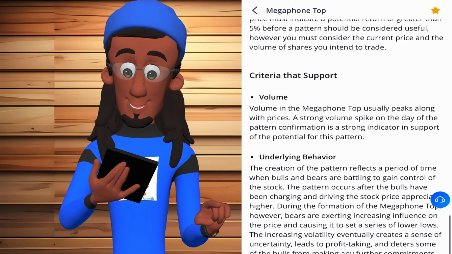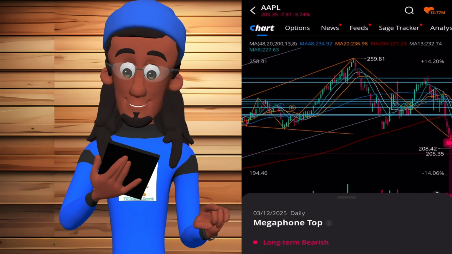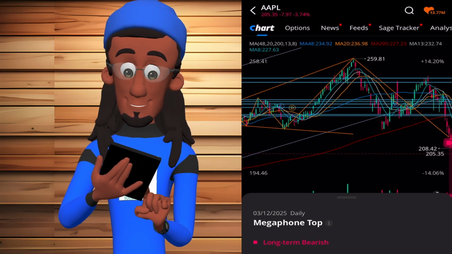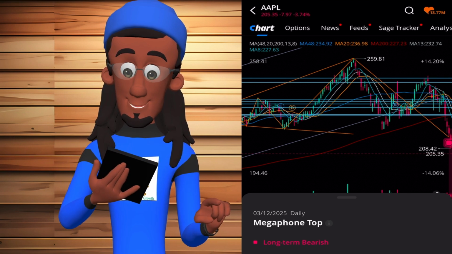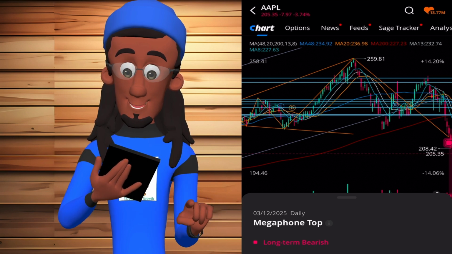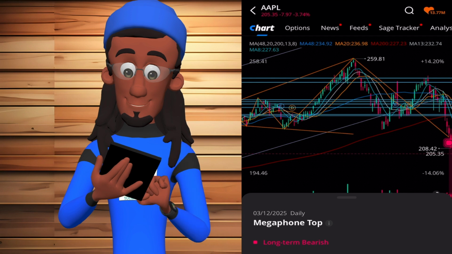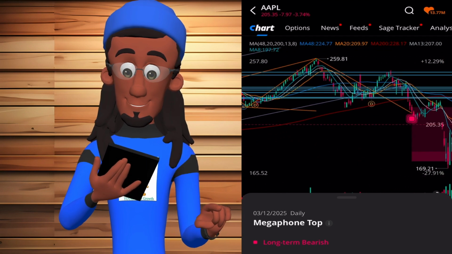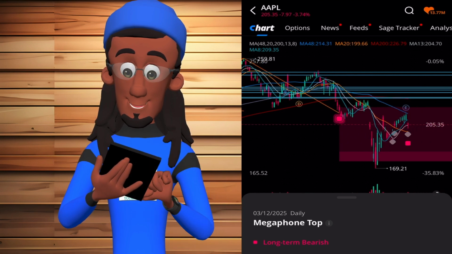Okay, so this, ladies and gentlemen, is the megaphone top. Please pay attention. Keep a lookout for this long-term bearish signal. If we start to see the megaphone top formation, then we can very much anticipate a long-term bearish move.